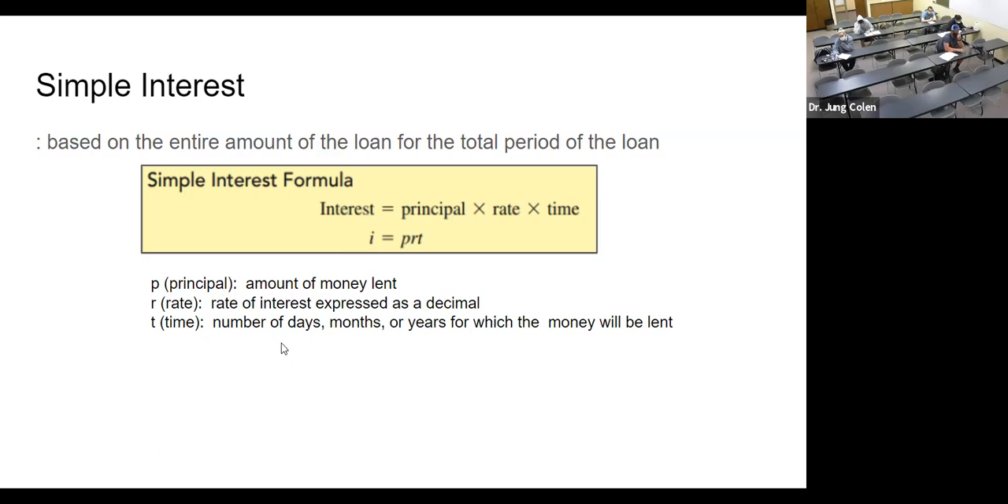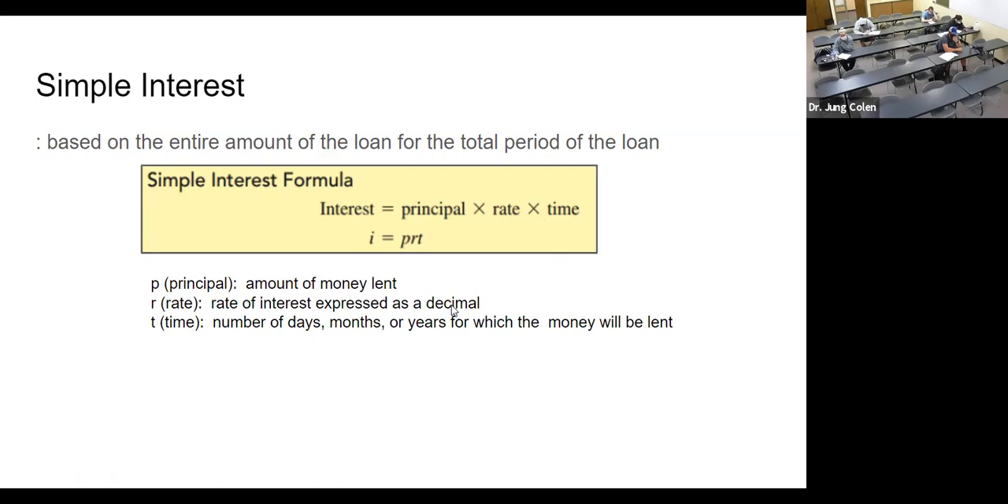So let's remember that. We know that principal is the amount of money that is lent, and rate is the rate of interest, expressed as a decimal usually. Usually it's going to be given as a percentage, right? But we know how to change the percentage to either a decimal or a fraction, right? So you're going to use that real number. Time is either number of days, number of months, or number of years. It's going to be different.